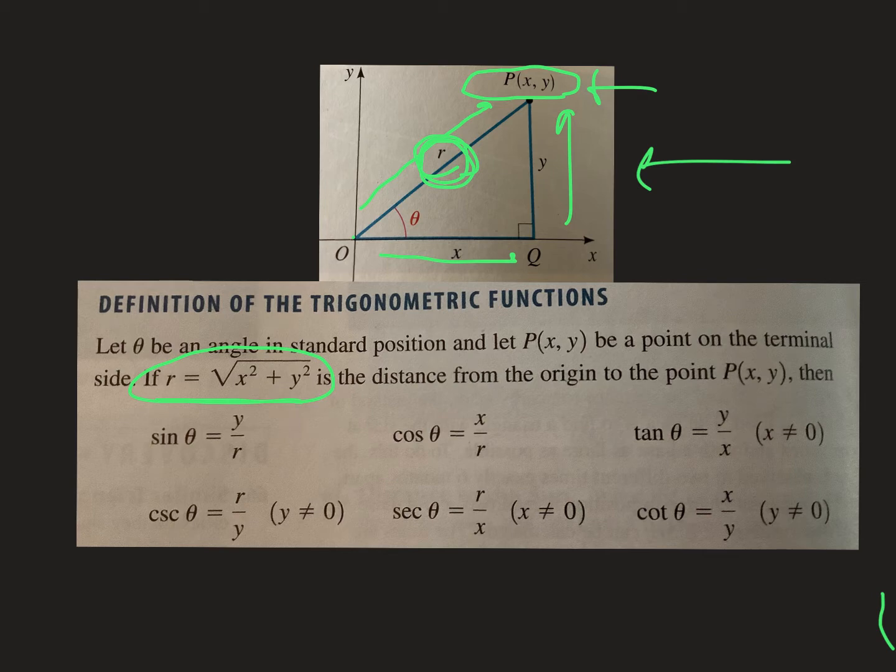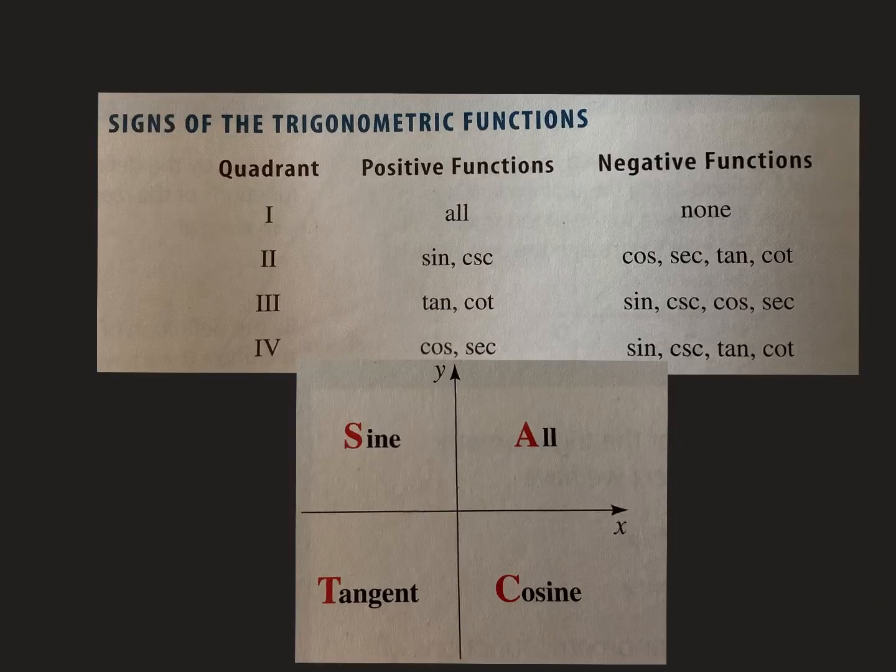A couple things I want to drill in your head. For x, I want you to think cosine. Cosine is x, or x over r, because it's adjacent over hypotenuse. Sine is y over r because sine is opposite over hypotenuse. Tangent is y over x because it's opposite over adjacent. The cosecant, secant, and cotangent are just reciprocals of those three. So just like right triangle trig with SOHCAHTOA, this is the same thing except it's on the coordinate plane. That's the only difference, and it's really the same exact thing.